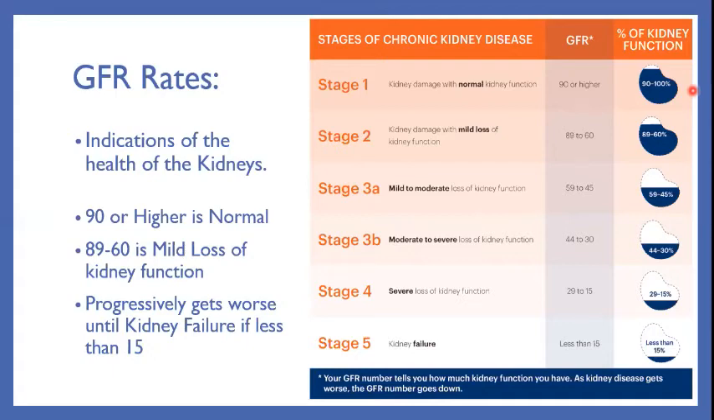In general, 90 or higher is considered normal. 89 to 60 is a mild loss of kidney function. You're only working at about 60% in that case. This can progress and get worse, going up in stages of severity. By the time you get to stage 4, we have severe loss of kidney functioning, and if we get less than 15%, it's considered kidney failure.